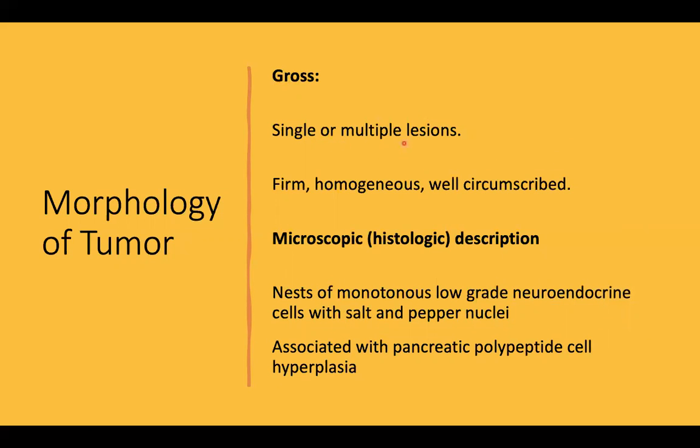Morphology: single or multiple lesions. Grossly, they form homogeneous and generally well circumscribed lesions. Microscopically, there are nests of monotonous low-grade neuroendocrine cells. As happens with all neuroendocrine tumors, including carcinoid, here also we get monotonous low-grade neuroendocrine cells with the typical salt and pepper nuclear chromatin pattern. Also, there is pancreatic polypeptide cell hyperplasia that may be seen adjacent to the tumor.